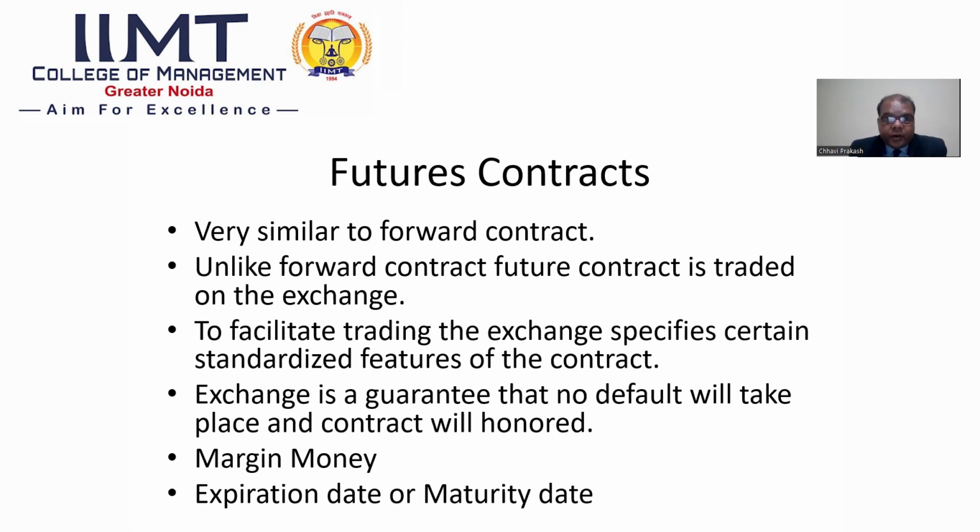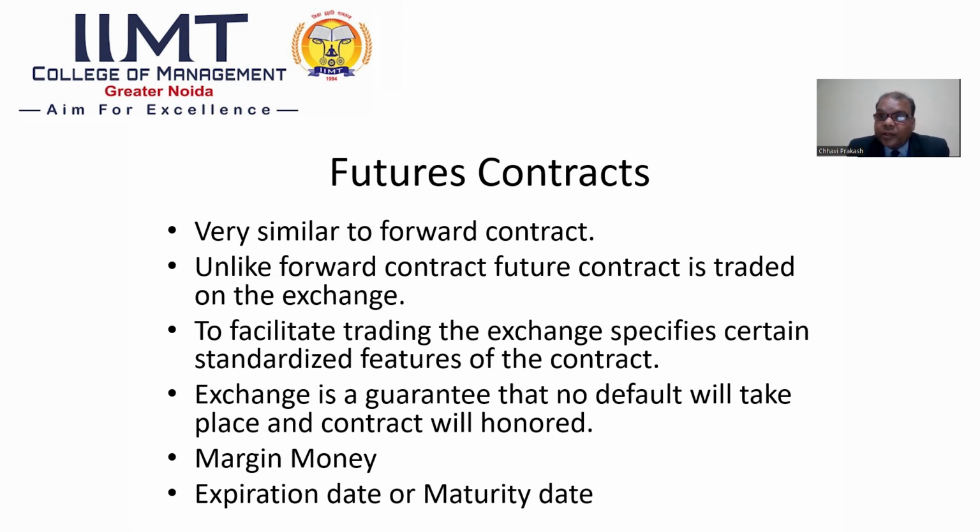So let us see the points on the slide. Very similar to forward contract. Unlike forward contract, future contract is traded on the exchange. To facilitate trading, the exchange specifies certain standardized features of the contract that we have talked about. That on exchange we will have a standardized product. This standardized product will be defined by the exchange. Exchange is a guarantee that no default will take place and the contract will be honored.